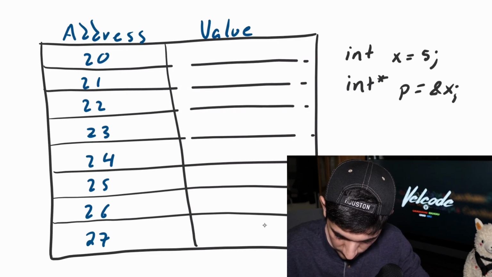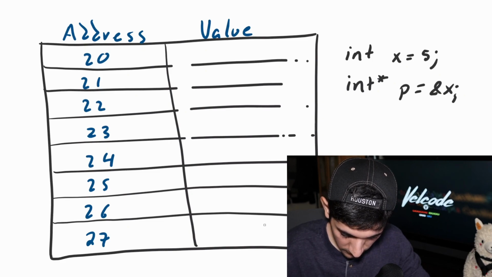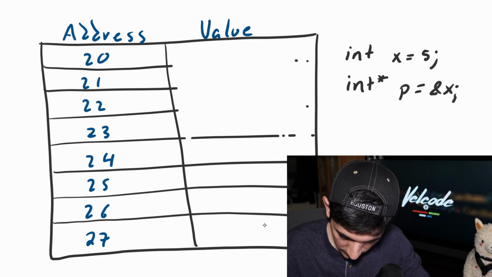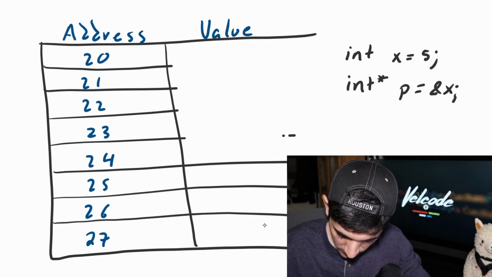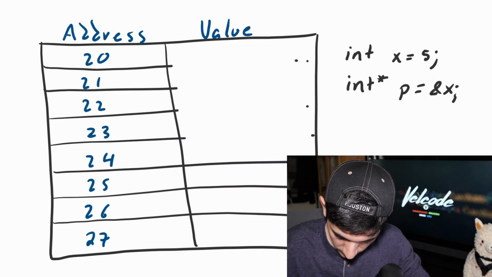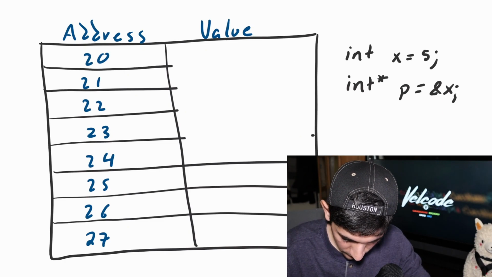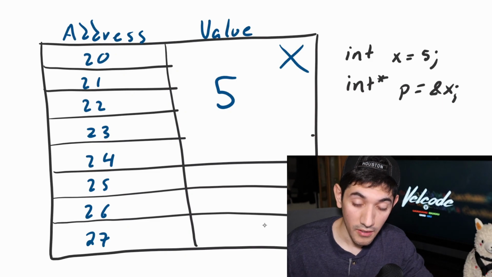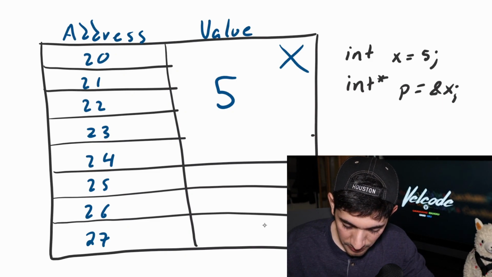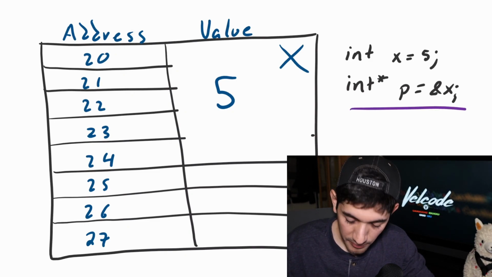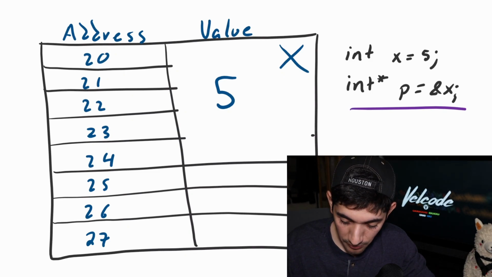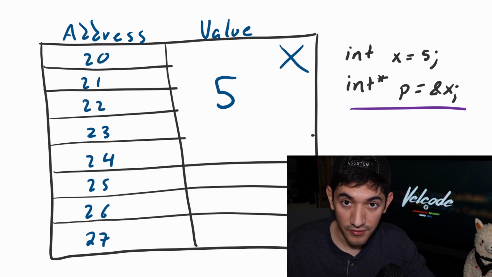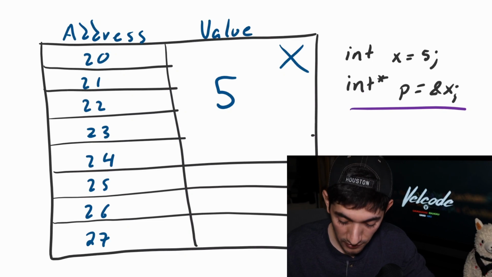So let's just make some space here. Maybe there's a faster way to delete these. Yeah, there you go. Okay, and then we're just going to throw the 5 here, right? And this is going to be x. I'm just going to put the name up here. Now, how does p look? So we have p. P is a pointer that points to the address of x. It has the address of where x is located.